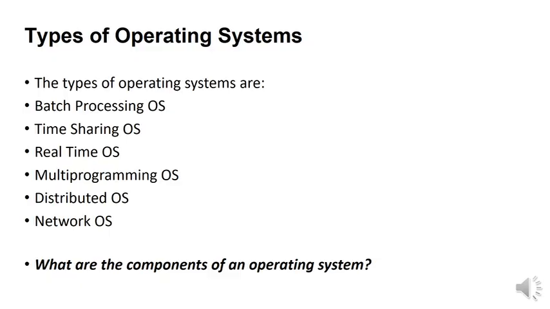So that takes us to one question. What are the components of an operating system? What are the components, after we have talked about types?